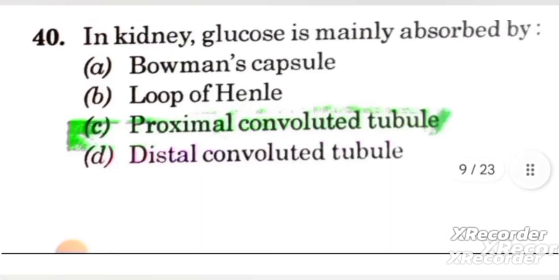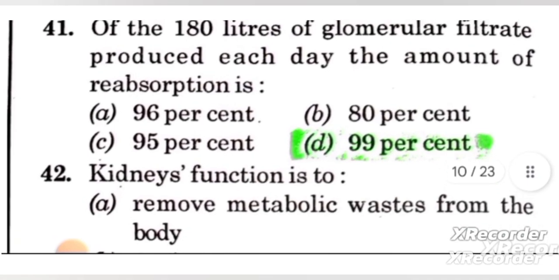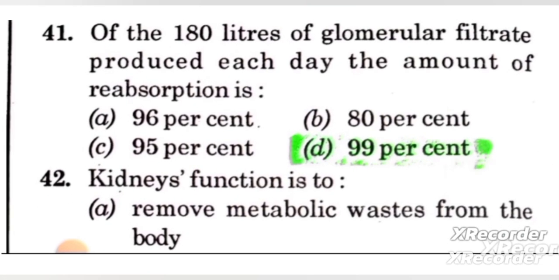Next 39. Columns of Bertini in the kidney of mammals are formed as extension of answer C. Cortex into medulla. Next 40. In kidney, glucose is mainly absorbed by answer C. Proximal convoluted tubule. Next 41. Of the 180 liters of glomerular filtrate produced each day, the amount of reabsorption is answer D. 99%.